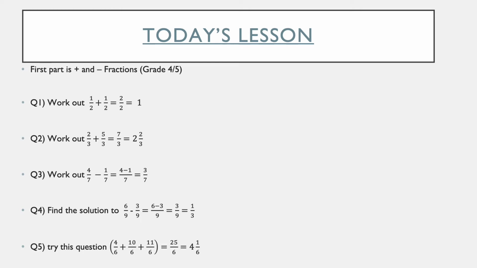Question number 3. Work out 4 sevenths minus 1 seventh. Again, 4 minus 1 over 7 is going to be 3 over 7. Question 4, find the solution to 6 over 9 minus 3 over 9, which is 6 minus 3 over 9, which is 3 over 9, which simplifies to 1 third, dividing top and bottom by 3. So that's that.